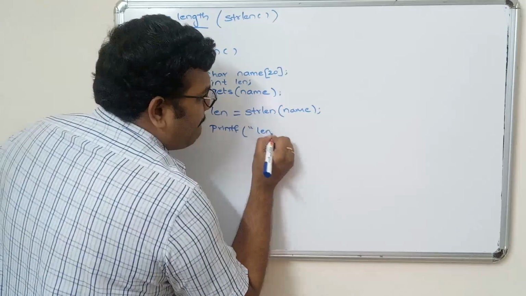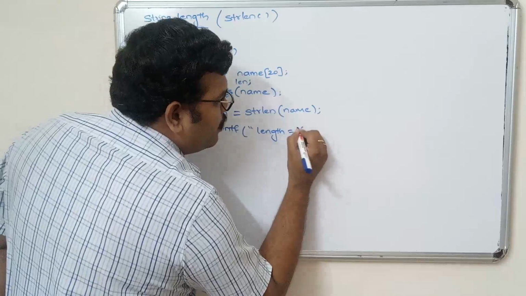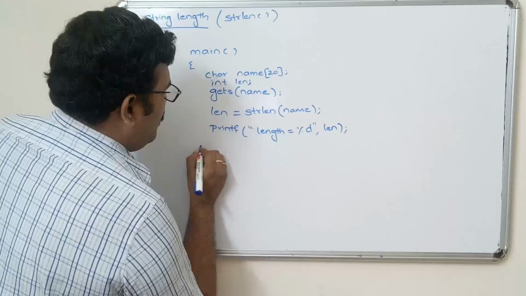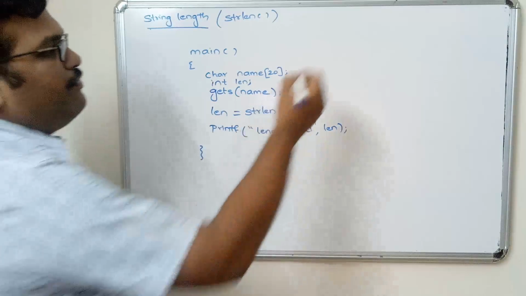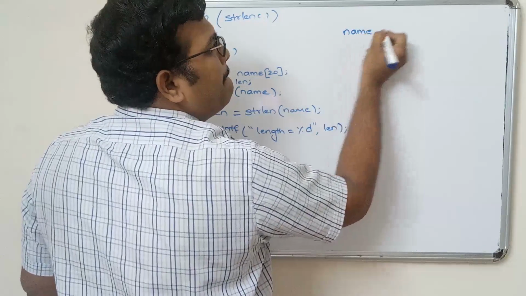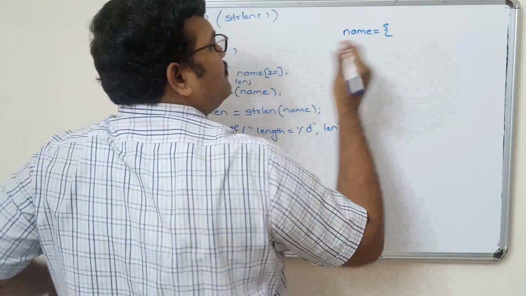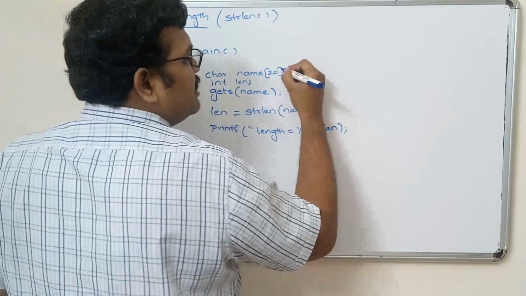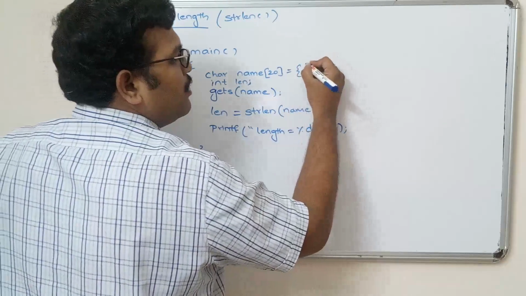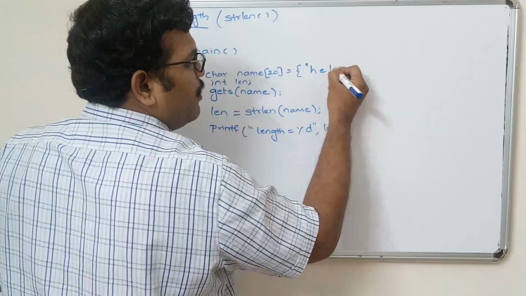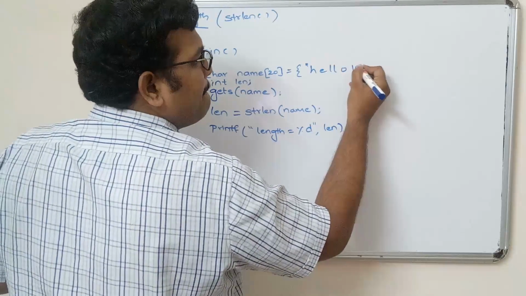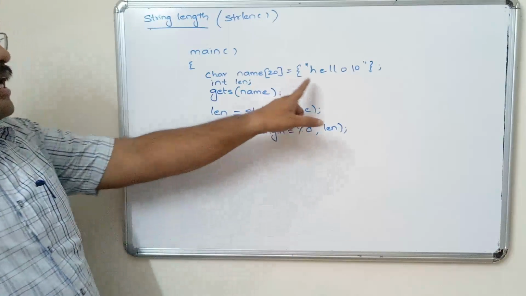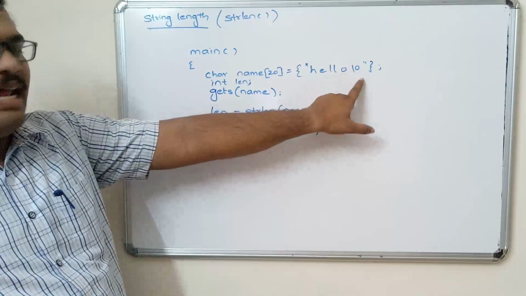And then printf length is equal to %d, len. So if we declare this name, let us take one direct initialization. Let us take this one: HELLO and \0.